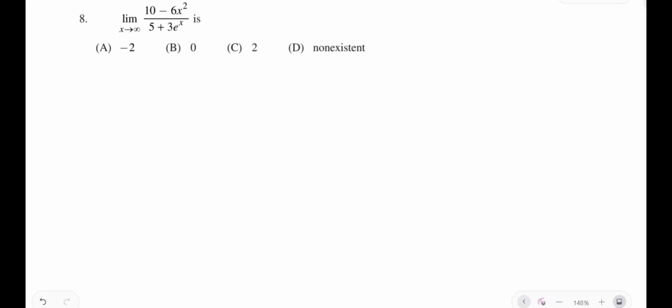So the limit as x approaches infinity of 10 minus 6x squared over 5 plus 3e to the x. Now, if you plug in infinity conceptually using direct substitution, then we see that the limit would be infinity over infinity, which is a form of indeterminate. And upon getting indeterminate for any limit, we can use L'Hopital's rule for limits to infinity, or for any limit that happens to be any form of indeterminate of infinity over infinity or 0 over 0.